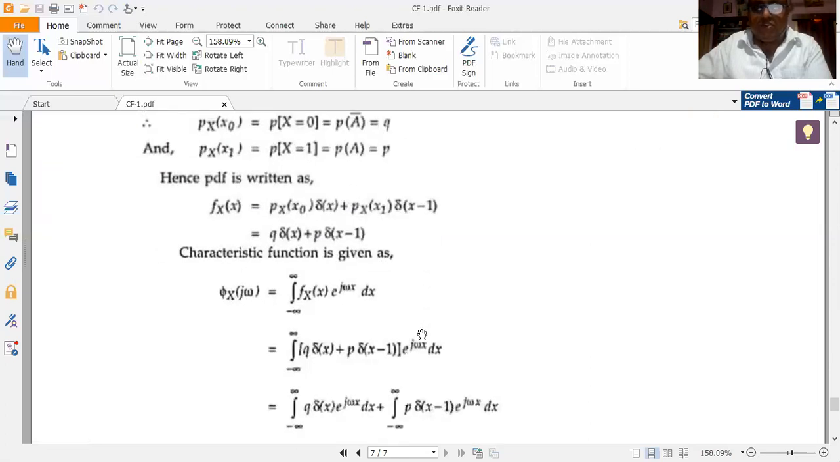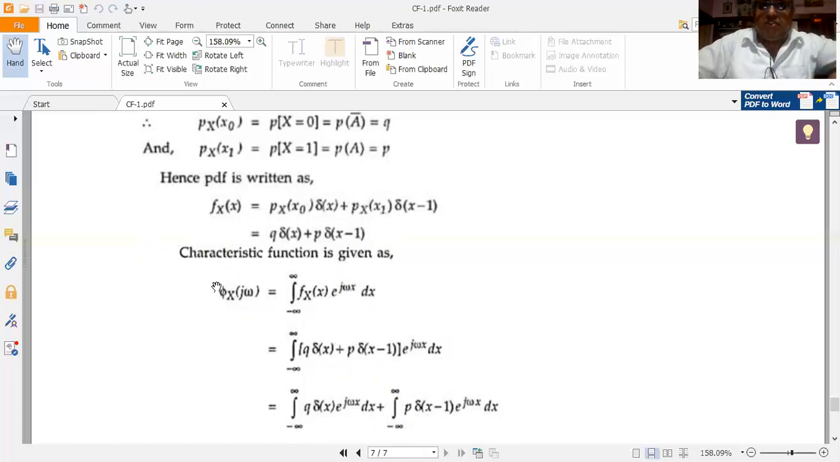Now there are two methods to solve this problem. As I told, it's a discrete distribution, so I can use the CF definition for a discrete random variable, which also gives me the same answer. But here we can also use the definition of the continuous random variable and use the shifting property of the unit impulse function in order to evaluate the CF. But the final answer would be that of a Bernoulli discrete distribution only. There is no doubt in that.